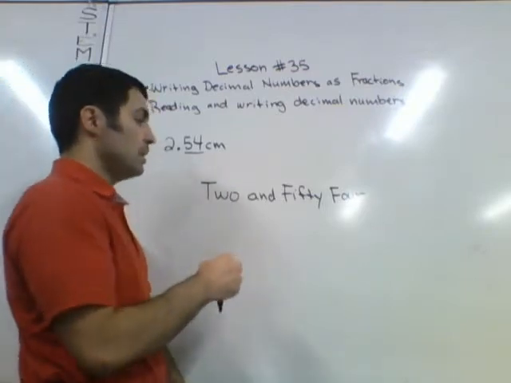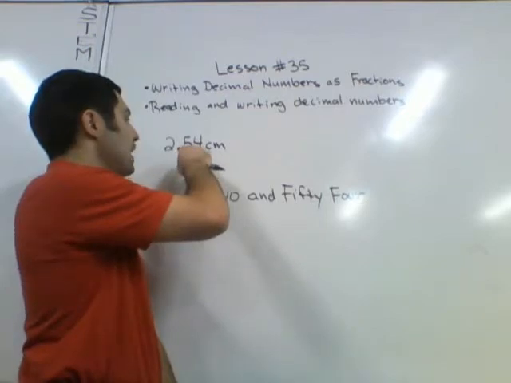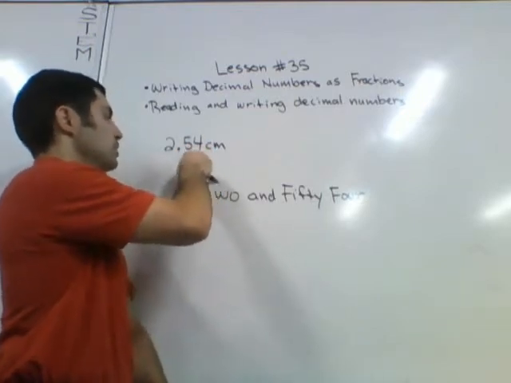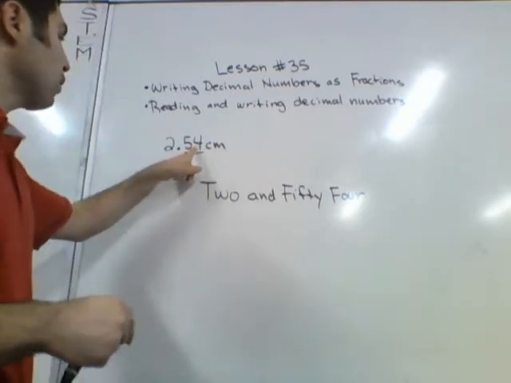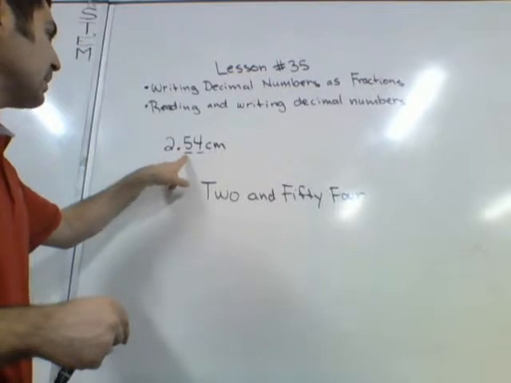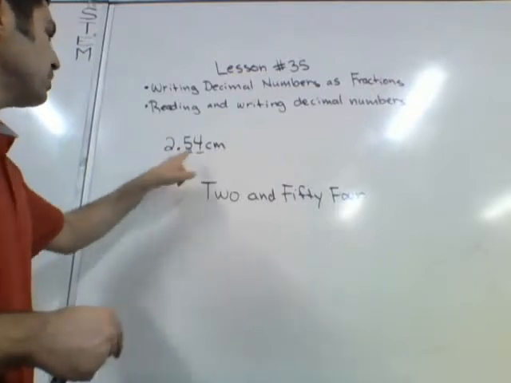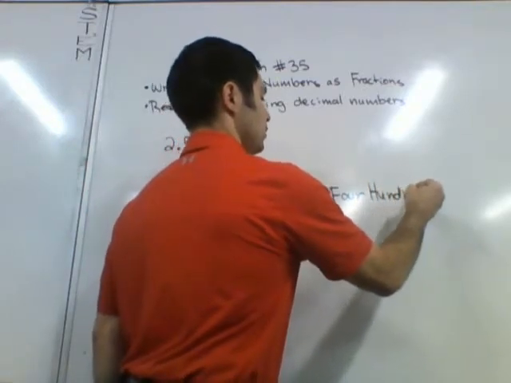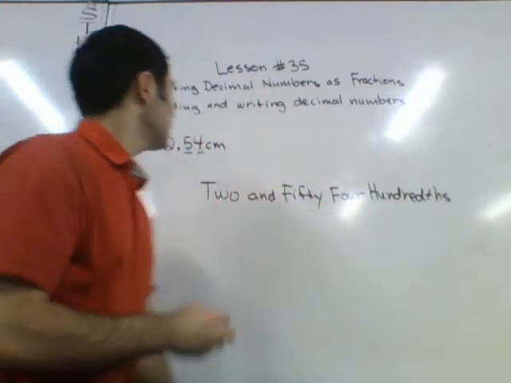Now the next part is determined by the place value. Since it's 54, you go to the furthermost place, the place that's furthest to the right. So the 4 is not in the tenths place, but the hundredths place. So this is 2 and 54, and you just write your place value: hundredths. Okay? Let's do a different one.